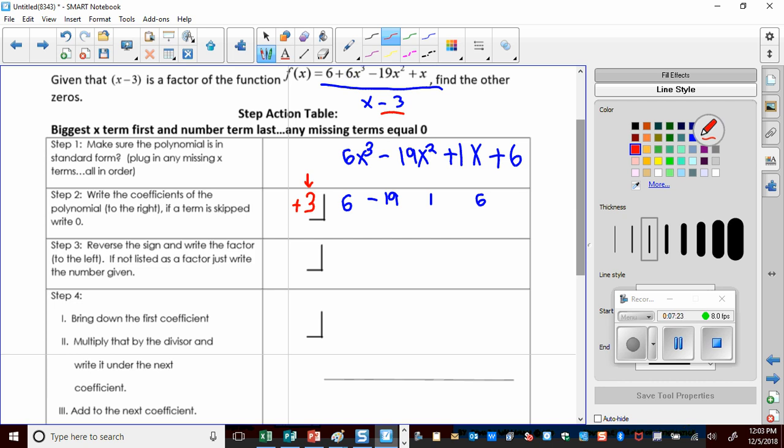Let's make sure we did this correctly. Step 3, I did it correctly. So I have 3, 6, negative 19, 1, 6. Now it says bring down the first coefficient. Multiply that by the divisor and write it under the next. Okay. So I'm going to draw a little line here. I'm going to bring it down. I have 6, right? Multiply that times the divisor. So I am.